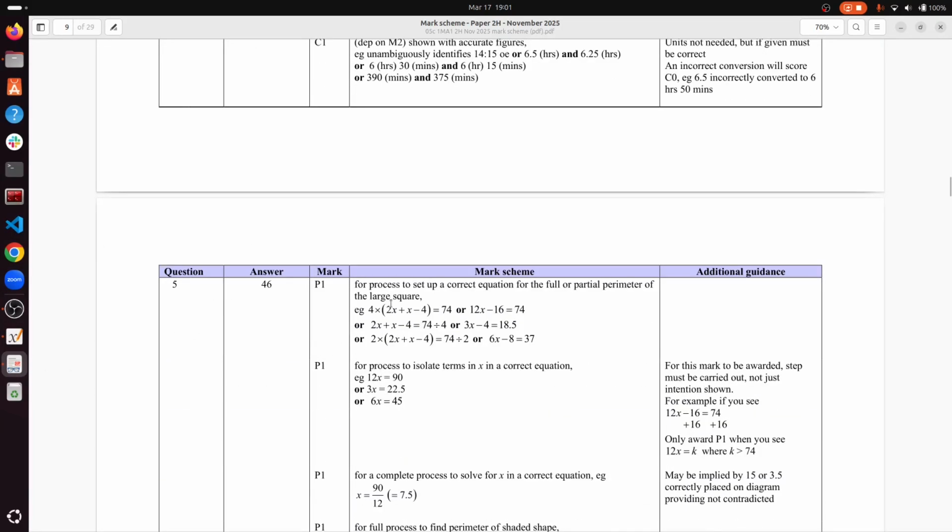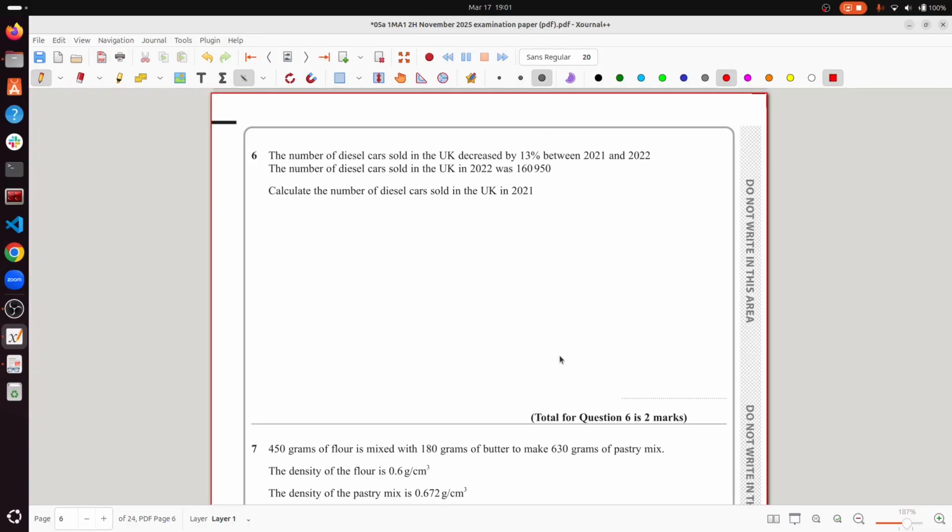That's 46 cm. Number 6 says the number of diesel cars sold in the UK decreased by 13% between 2021 and 2022. So there was a decrease of 13% between those years. The number of diesel cars sold in the UK in 2022 is 160,950. It says calculate the number of diesel cars sold in the UK in 2021. So we're trying to find what was sold in 2021.